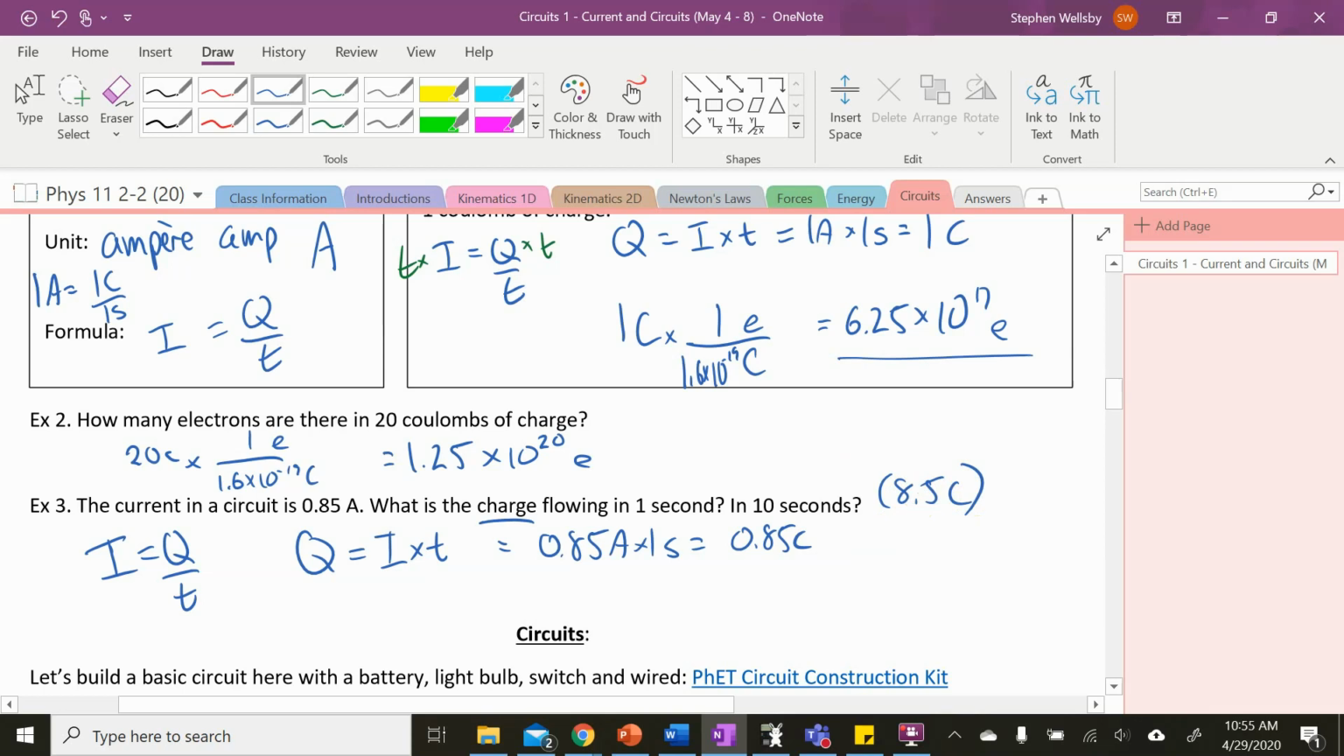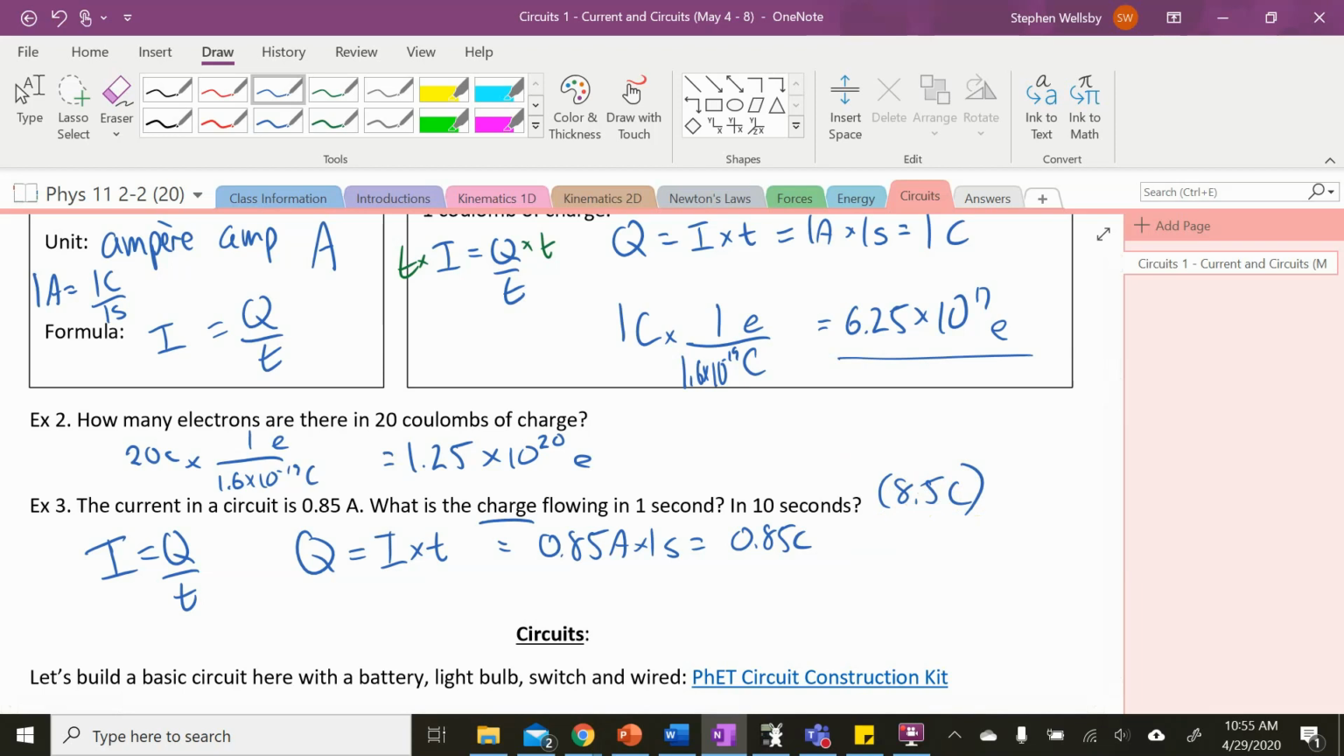Now, just to give you an idea of scale, we've talked about how the charge of an electron is 10 to the negative 19 coulombs. One bolt of lightning is around 2 coulombs. So 0.85 amps is a fair amount of amps. You wouldn't want that going through you. That would be quite hazardous for your health.